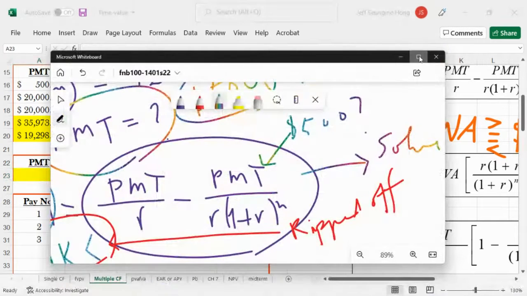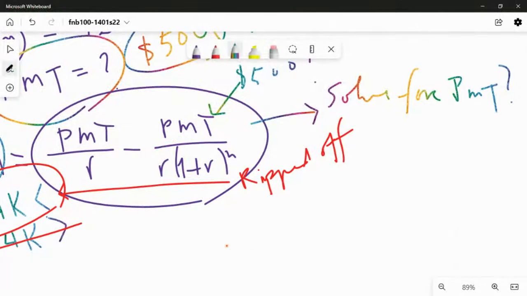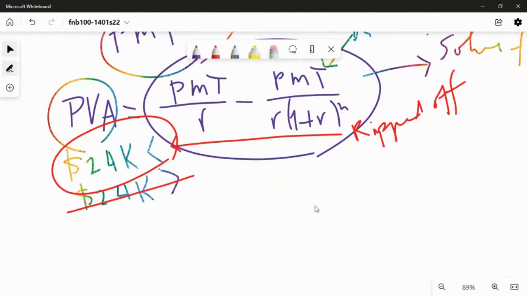And then to solve for payment, we'll have to solve this equation for payment. Now, the payment is the unknown, right? And you see that this formula can actually be simplified further, right?